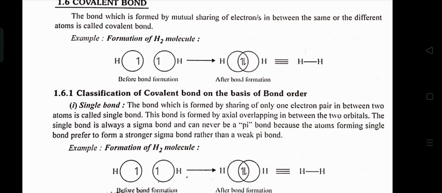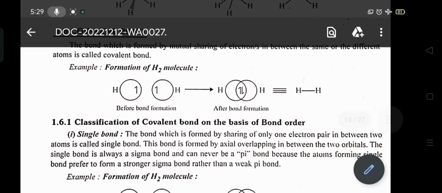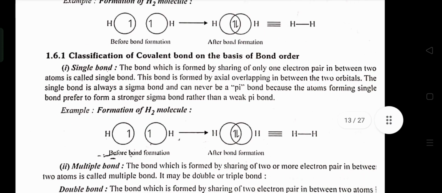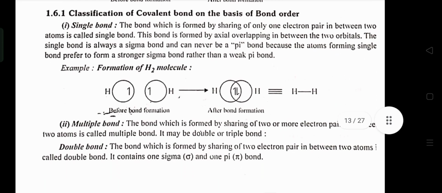Now we will discuss the covalent bond. The bond which is formed by mutual sharing of electrons between the same or different atoms is called a covalent bond. Classification of covalent bond on the basis of bond order.